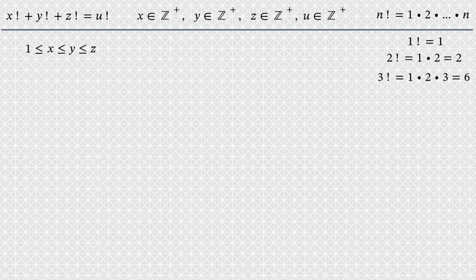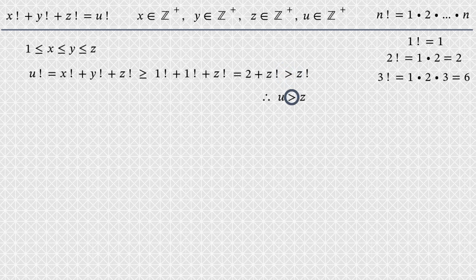Let's rewrite the given equation for u, where we can replace x and y with 1 using the more-or-equal sign. Since 1 factorial is 1, the right hand side is actually 2 plus z factorial, which is greater than z factorial, while u factorial can be greater than z factorial only if u is greater than z. So we can extend the inequality for x, y, and z by adding less than u. Now to the real stuff.